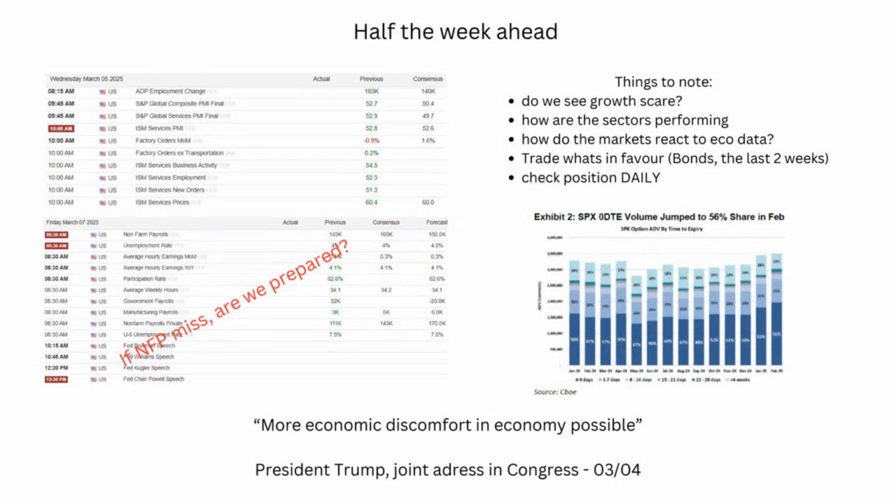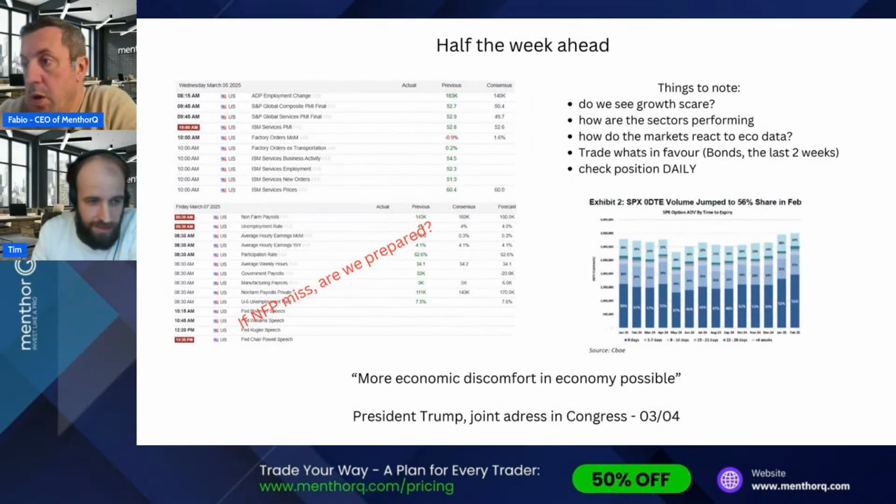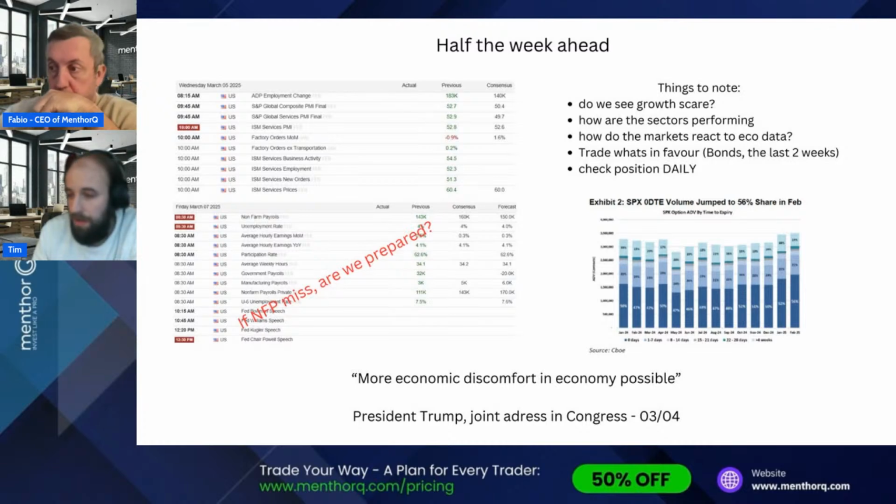Next one, the week ahead. It's a half week, but two important numbers. Today, 10 a.m. EST, the ISM Service PMI. We all know the US is heavily skewed to the service industry. It's around 78% of GDP. It's a big number, should be watched.